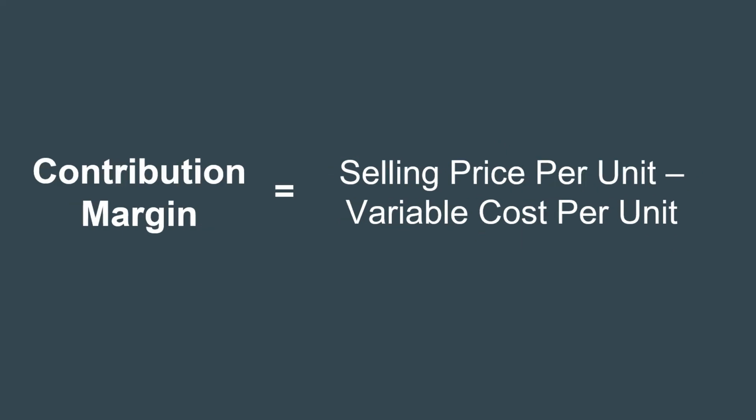I want to highlight something important in the denominator. The difference between the sales price of a product and the variable costs associated with that product is called the contribution margin. That is, selling price per unit minus variable cost per unit. The contribution margin is an important component of the break-even analysis because it helps us understand the portion of a product's sales revenue that exceeds variable costs and contributes to covering the company's fixed costs.